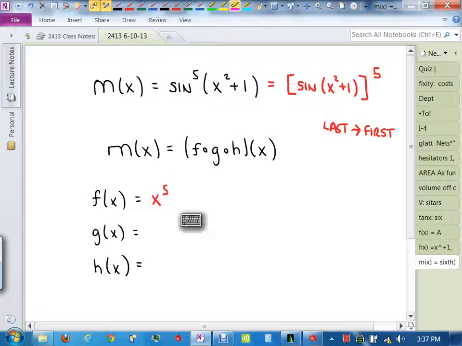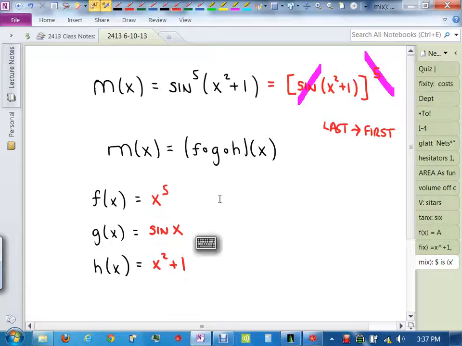So now I'm going to scratch out the fifth power. What would be the next thing as we went in? Sine of something, right? So sine of x. So now I'm going to scratch out the sine. Now what? x squared plus 1.